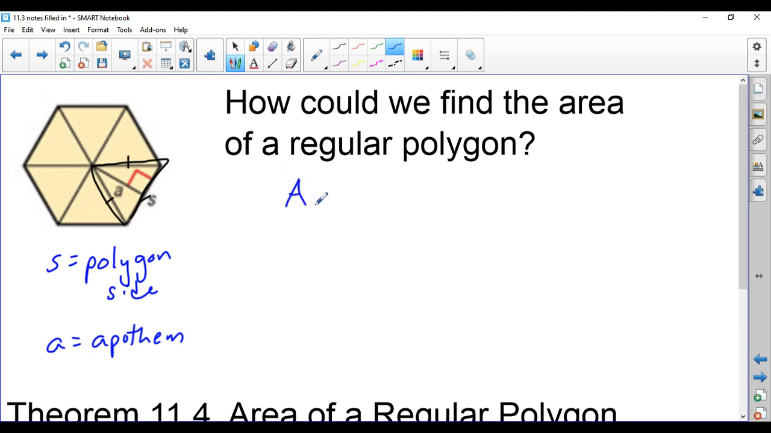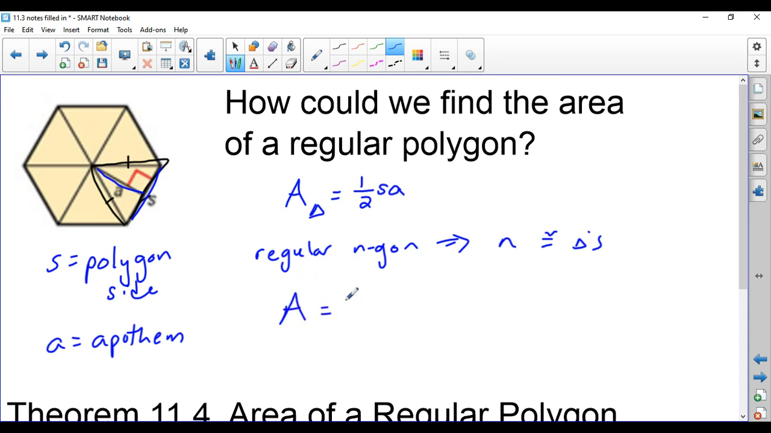The area of one of those triangles is 1/2 the base of the triangle times the height of the triangle. The base of the triangle is S, and the height of the triangle is the apothem. For a regular n-gon, there will be n congruent triangles. So the area of the polygon is going to be the area of one of those triangles times n. Now, if I rearrange that, I get 1/2 apothem times S times n.